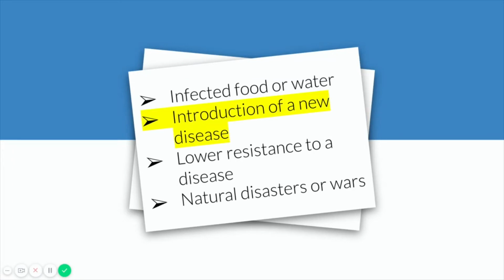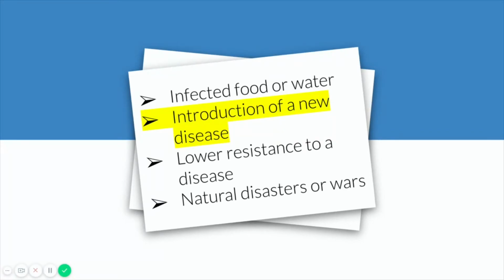The answer is the introduction of a new disease. COVID-19 is actually a new version of the coronavirus. The term coronavirus represents a group of diseases. That's why we call it COVID-19, because technically there are many types of coronaviruses.